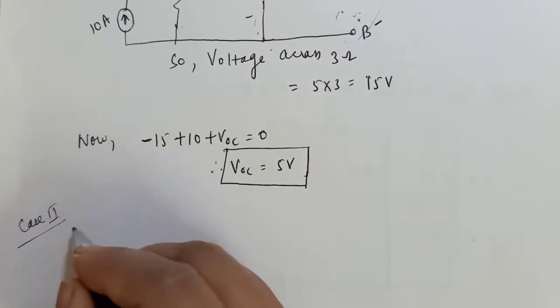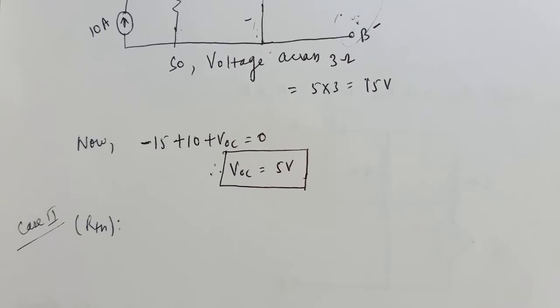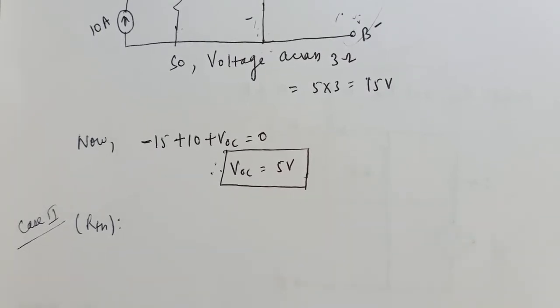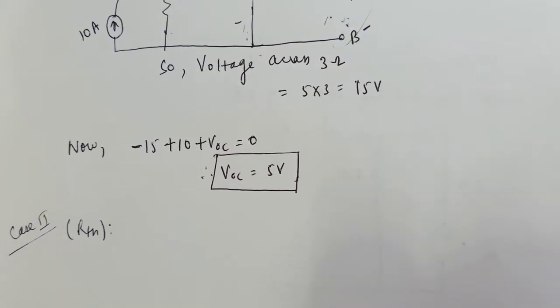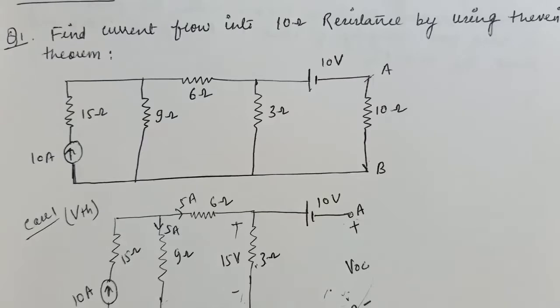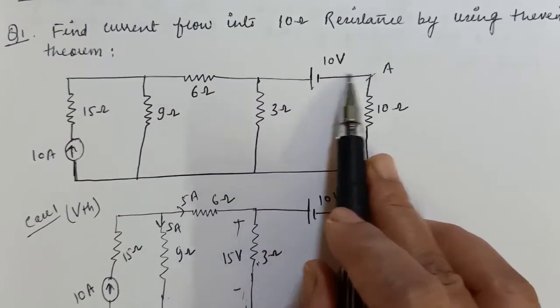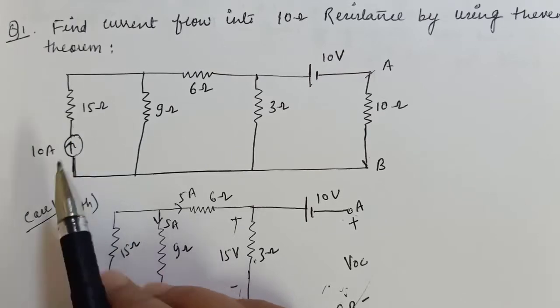Now case 2, when you have to find the R Thevenin. What is the rule for finding R Thevenin? Deactivate all the independent sources. The voltage source is replaced by a short circuit and the current source is replaced by an open circuit. So this voltage source you can replace by a short circuit, and this current source you replace by an open circuit.